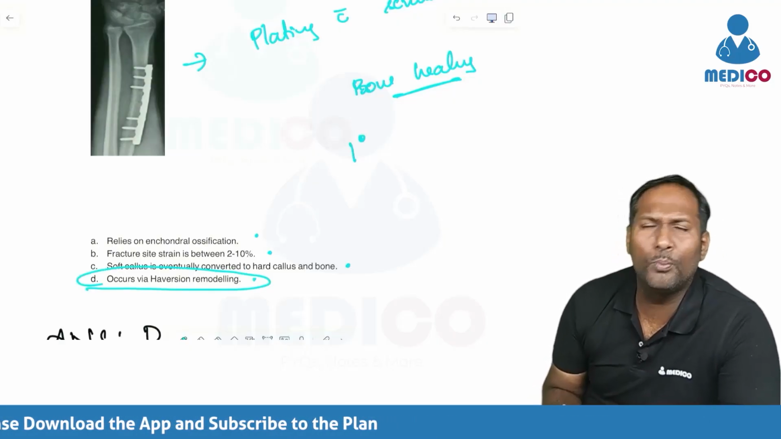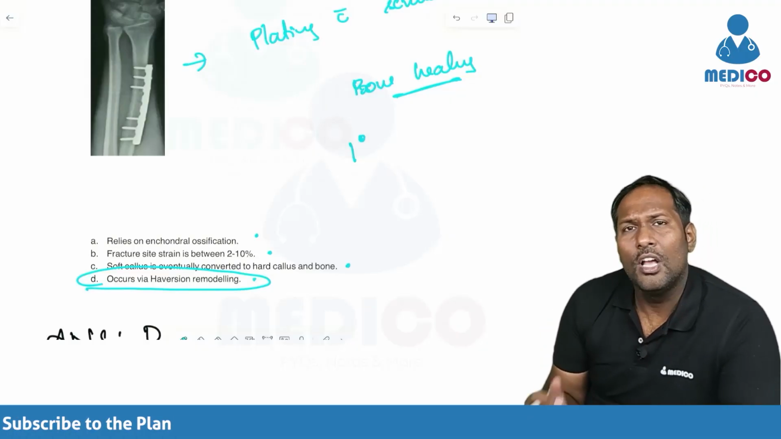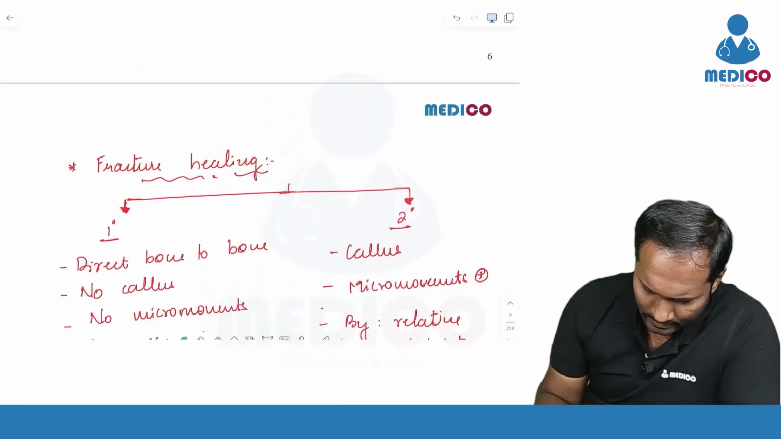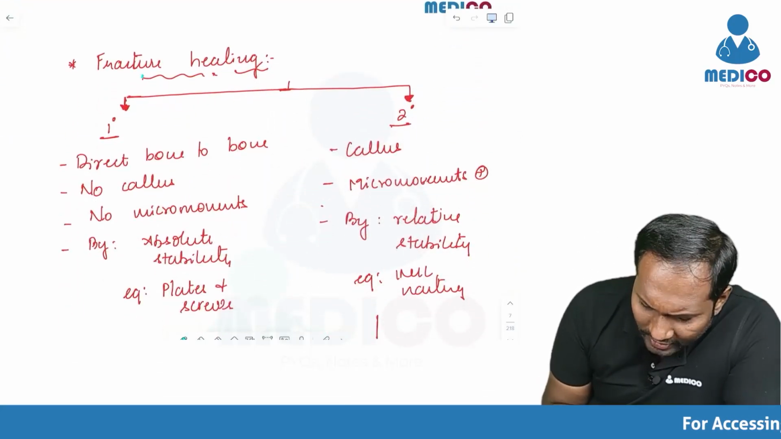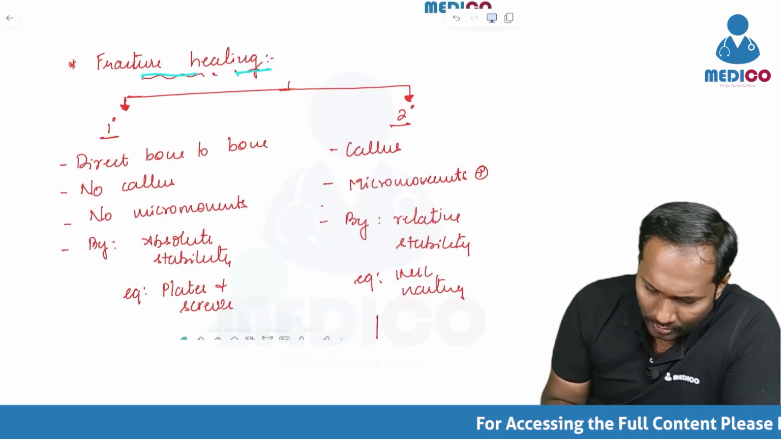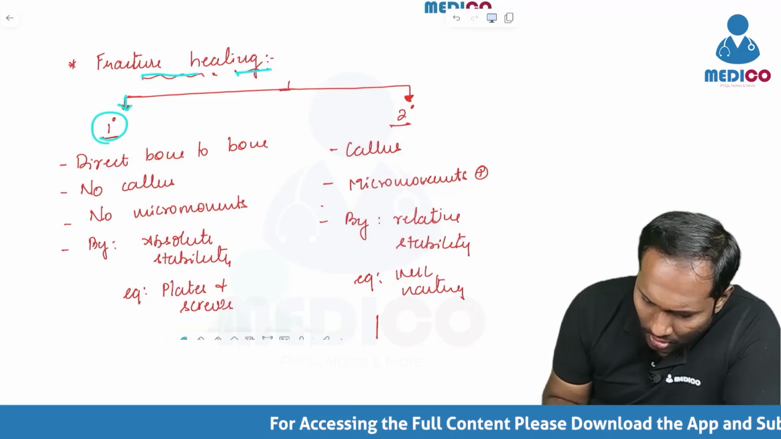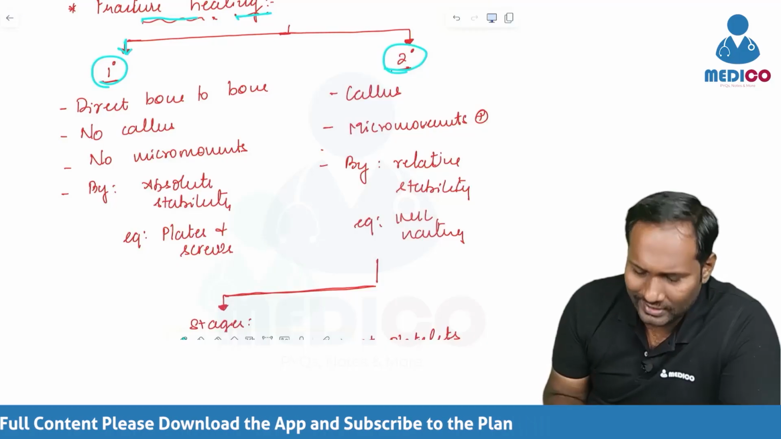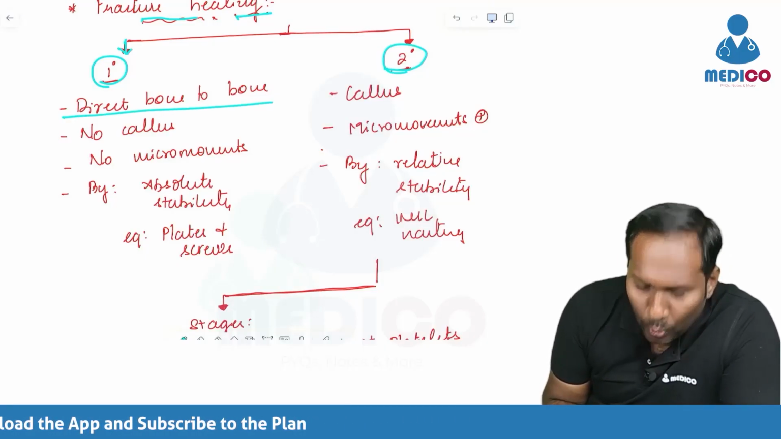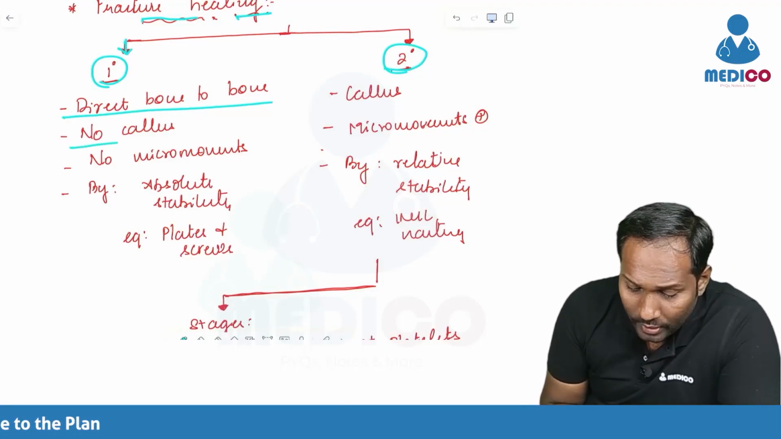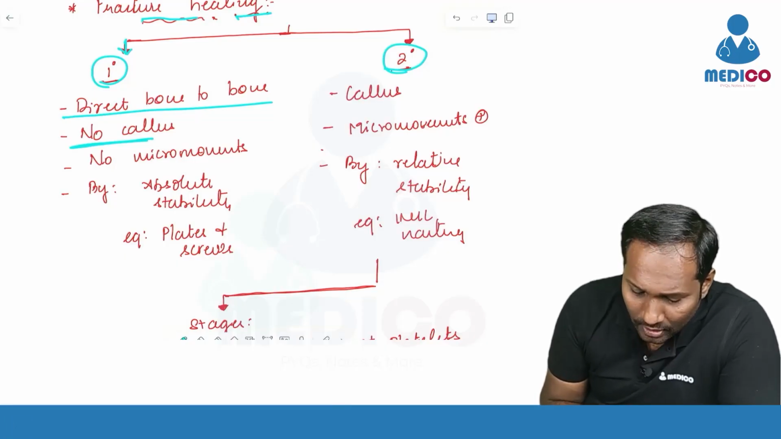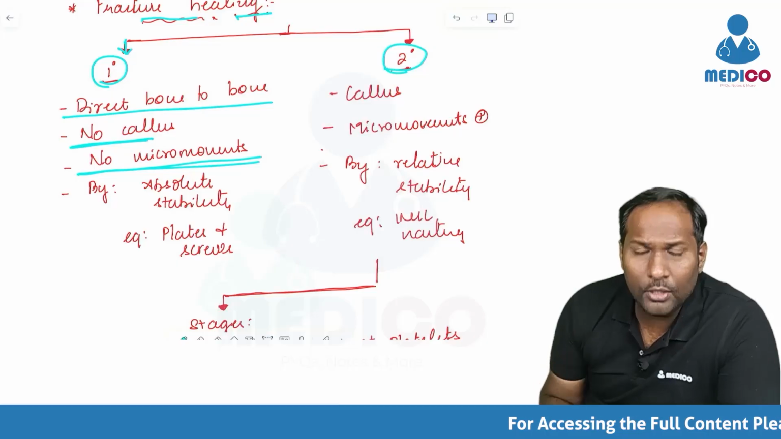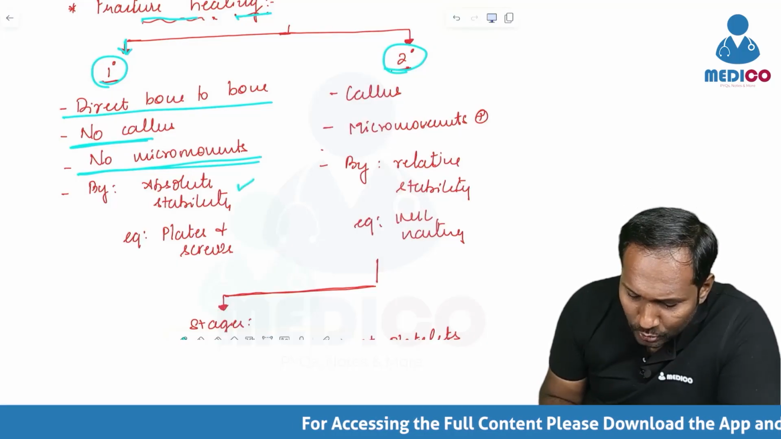Now let us discuss a few points about bone healing so that you will know how to tackle such questions. If you look at fracture healing, there are two types: primary fracture healing or the secondary one. In primary fracture healing, what you have to understand is that there is going to be direct bone to bone contact, no callus, and no micro movements. This will be achieved when you're trying to fix the bone using absolute stability.